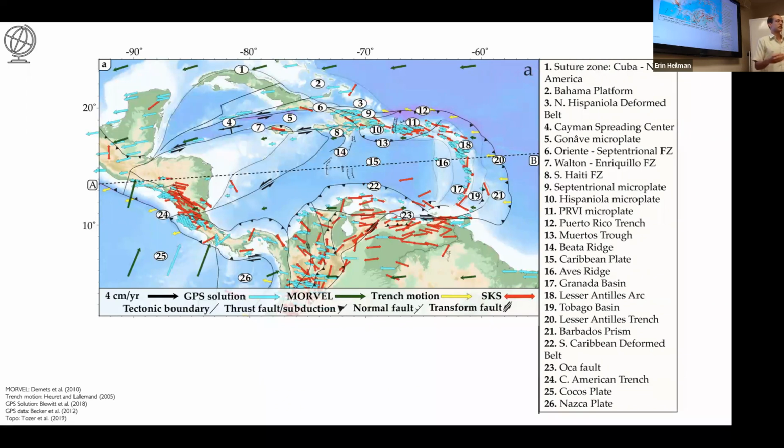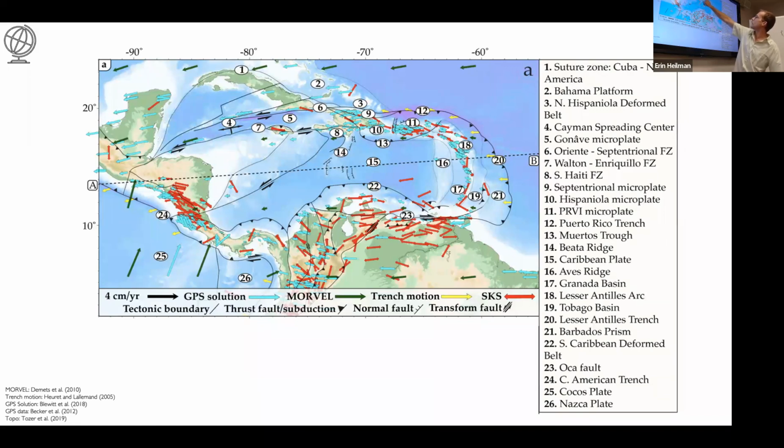And this is kind of what pushed that transition into late Eocene. 3 is a deformed belt just north of Hispaniola called the Northern Hispaniola Deformed Belt. 4 is an oceanic spreading center, the Cayman Trough, and that bounds the west side of 5 here, the Gonâve microplate, and the northern portion of that microplate is one of our important faults here, accommodating that 2 centimeters per year of convergence, the Septentrional-Oriente fault, and that dips down into Hispaniola where you see the number 9.